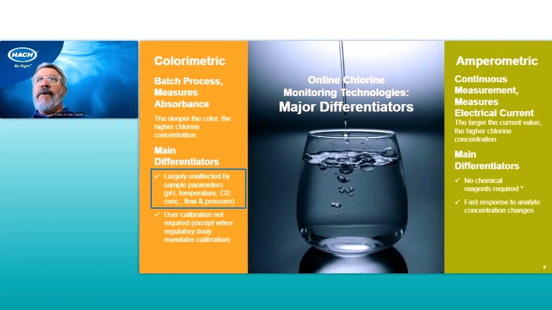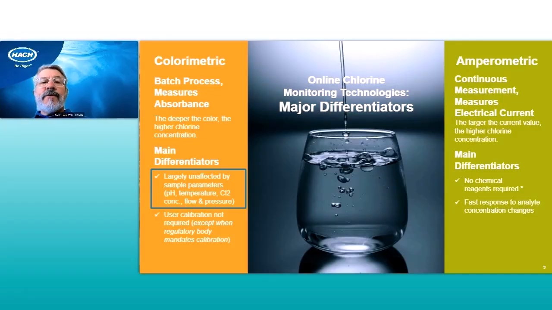Just like when you run a manual test for chlorine, you don't have to calibrate your benchtop or your portable instrument. Those don't require calibration. You do a zero and you do a read. So you do a comparison measurement, and that concentration is read by the calibration that's already built in the analyzer.